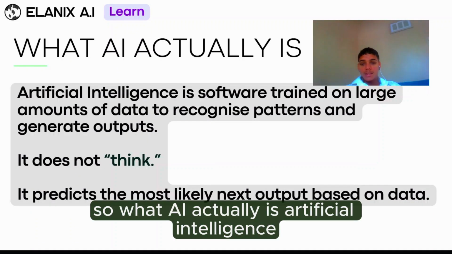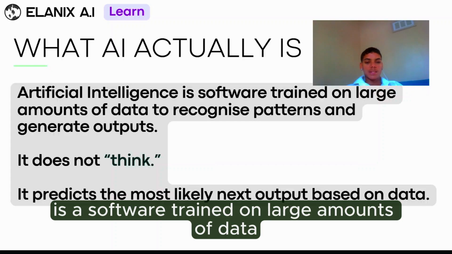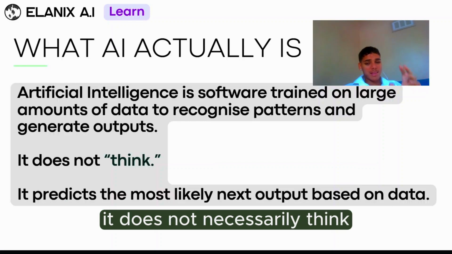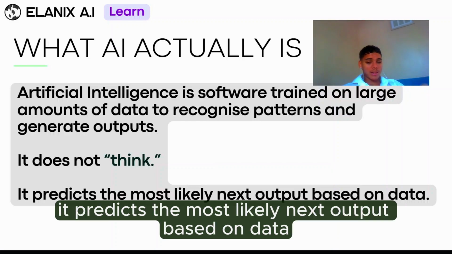So what AI actually is: artificial intelligence is software trained on large amounts of data to recognize patterns and generate outputs. It does not necessarily think. It predicts the most likely next output based on data.